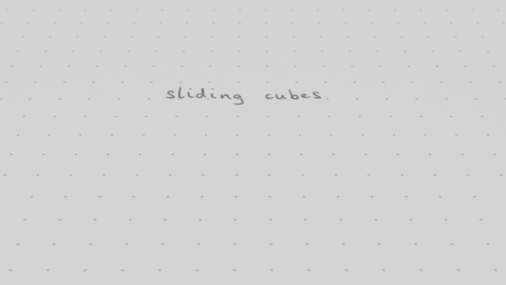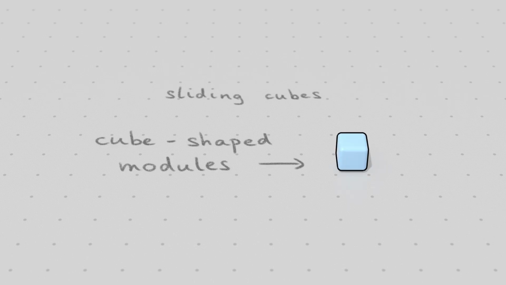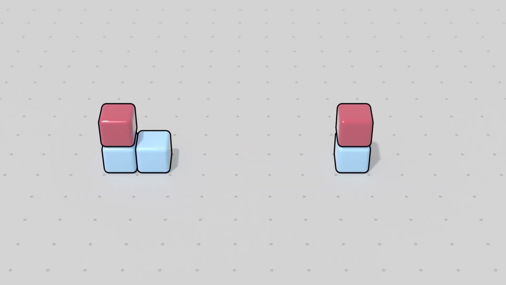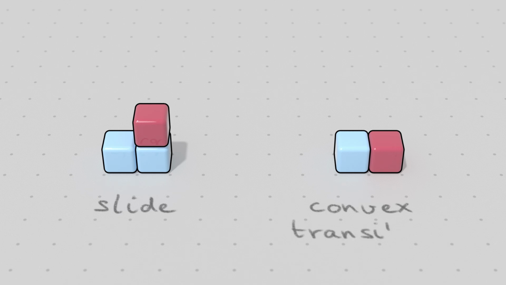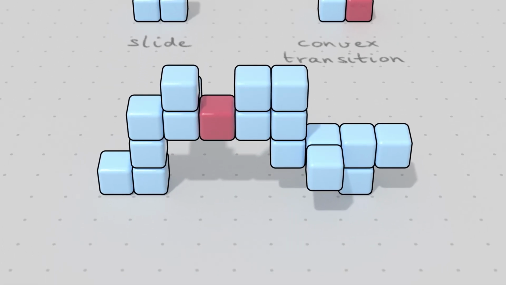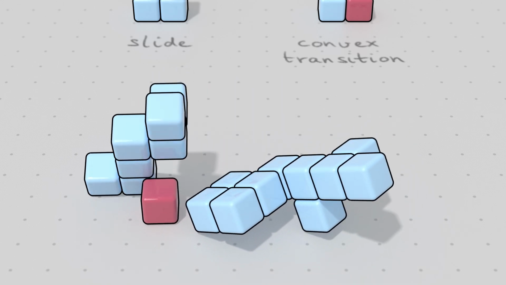In this model, the robot is a face-connected configuration of cube-shaped modules. The robot can transform its shape by performing a sequence of moves, one at a time. There are two different types of moves: slides and convex transitions. The robot always needs to stay face-connected. So any move that would disconnect the robot, even temporarily, is forbidden.